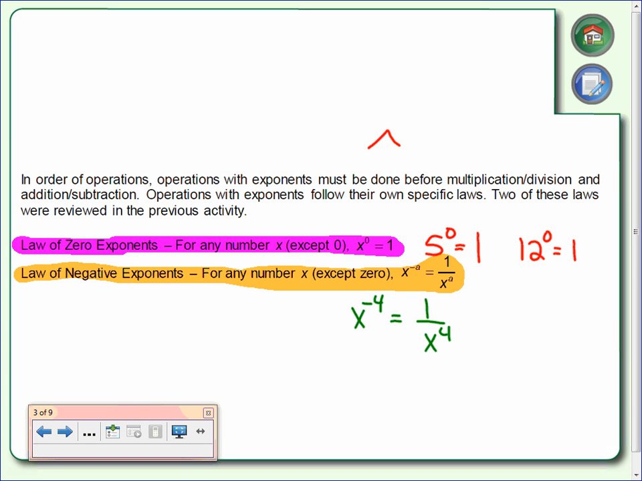What's that? Well, right now we're just talking about the exponents. This is the law of negative exponents. So it's only the exponent that we're looking at that has a negative. But that's a good question. We'll come across that in a little bit.